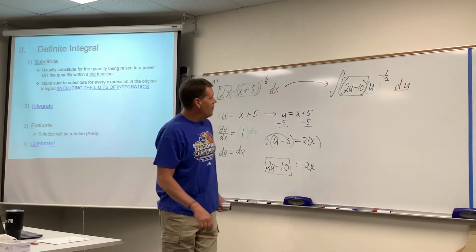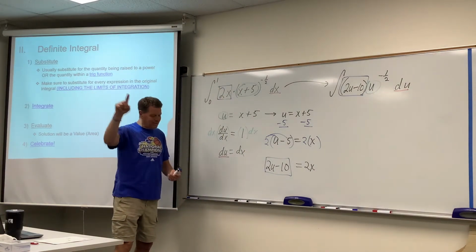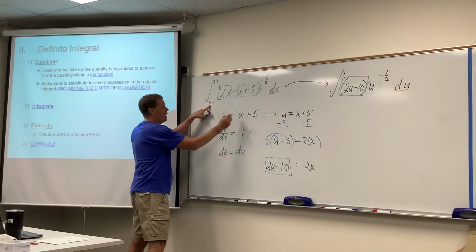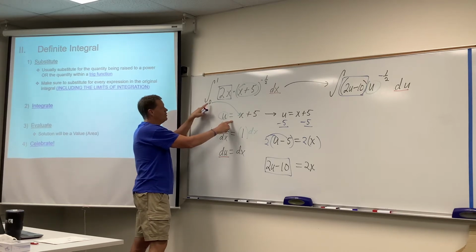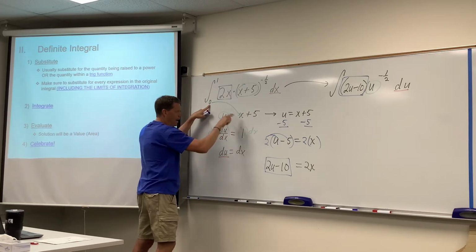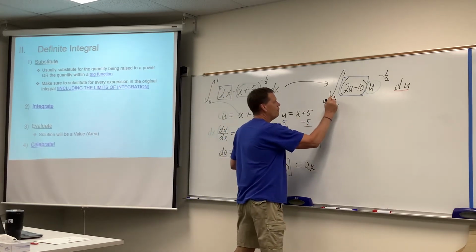All right, and then here's the part that's easy to forget, because this is what's new, changing our limits of integration. So I'll remind you, everything's built off of that original substitution. If 0 is a value of x, then 0 plus 5 would be 5. So when x is 0, u would equal 5.